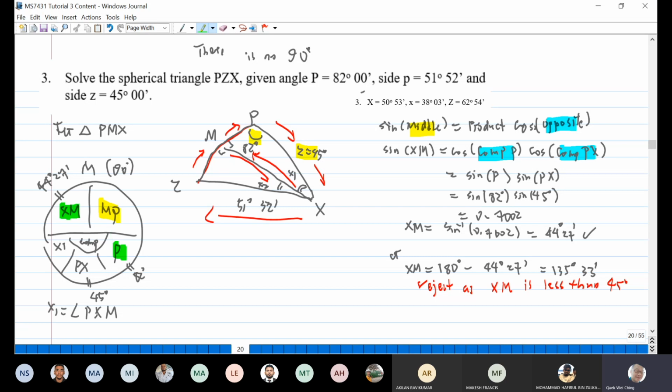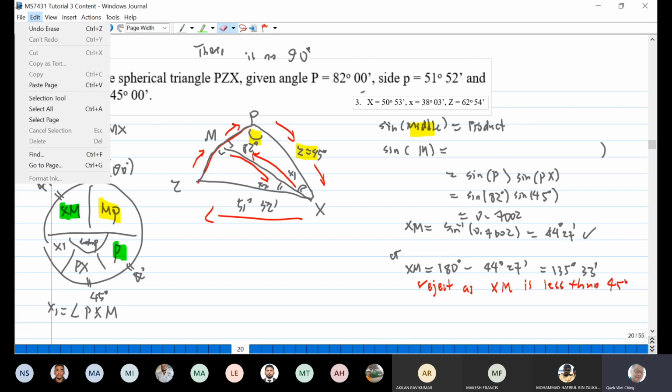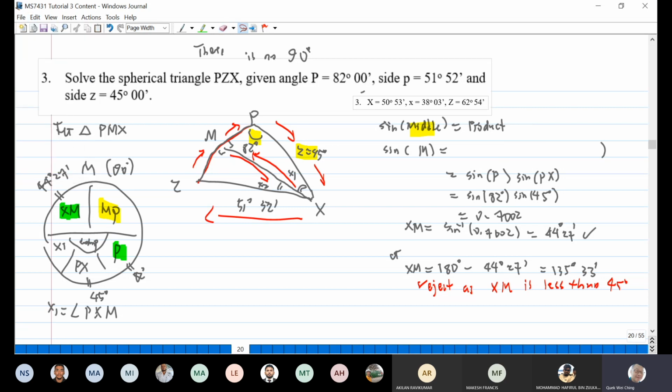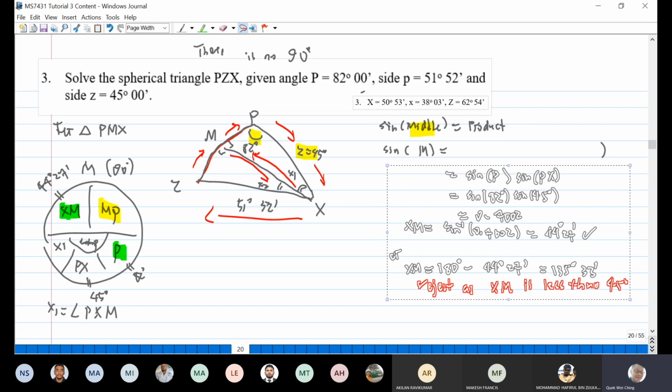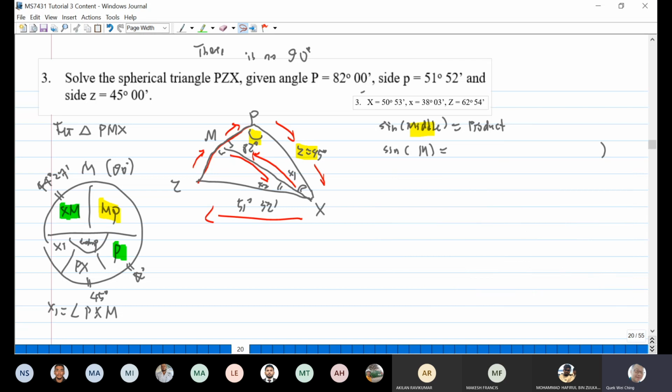Okay, so let's change the rule now. So this is product of tangent. Okay, product of tangent. So all this changes now. Let me erase all these things. All this we don't want anymore. So I'm looking for PM now, which is the yellow part. I want to find.